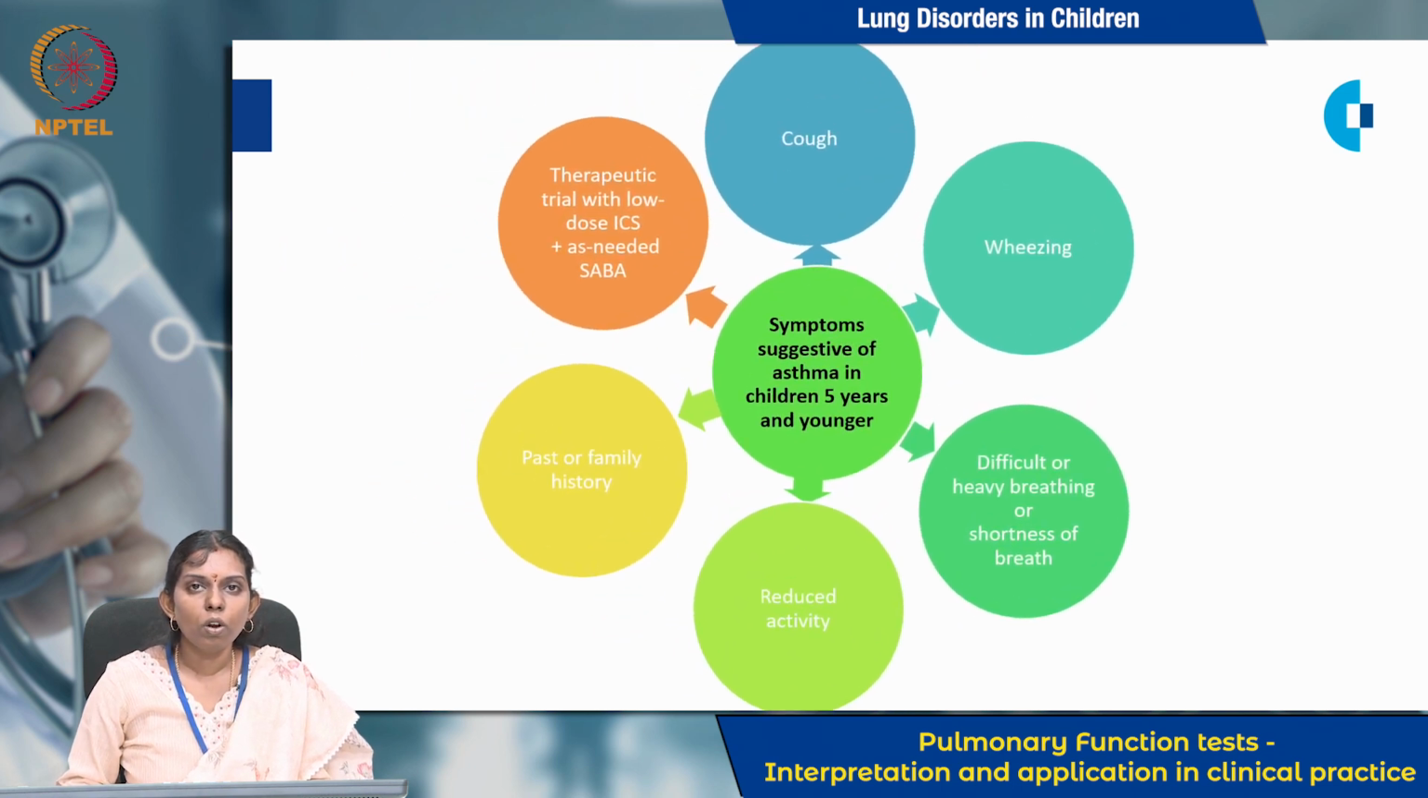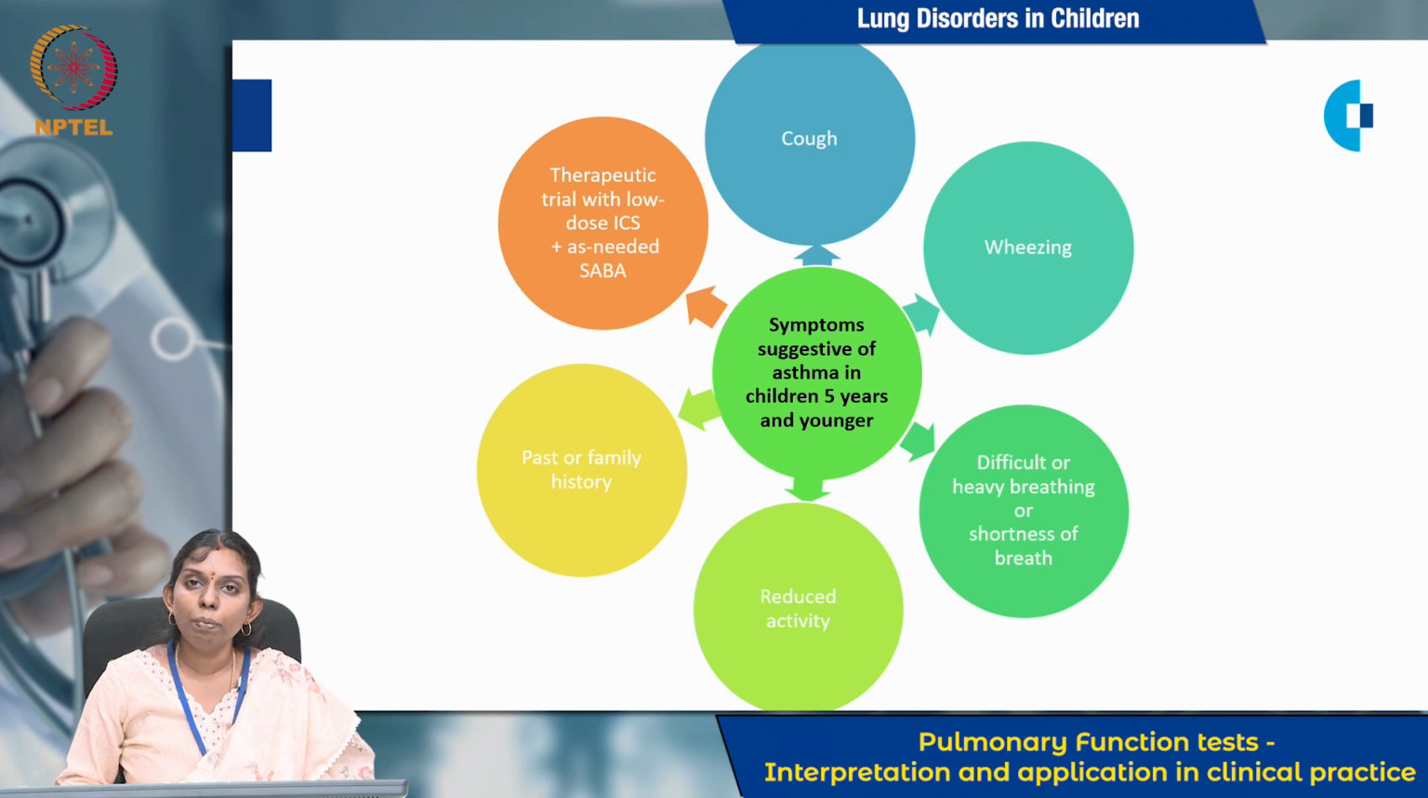So these are all the common symptoms with which the child will present to us in the form of cough, wheezing, difficulty or heavy breathing or shortness of breath, reduced activity. They cannot go for outdoor play, they cannot have an excessive cry or laughter, with a past or a family history, a first degree relative having asthma or a family history of atopic dermatitis, allergic rhinitis.